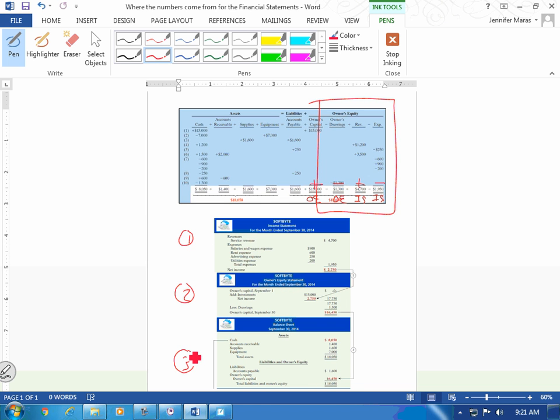Let's start with these two. Let me change pen colors here. So if I take my two income statement numbers and get them to the income statement, we are left with revenue exceeding expenses, which we know is called net income. Switching pen colors again. Those owner's equity numbers are going to show up on the owner's equity statement.